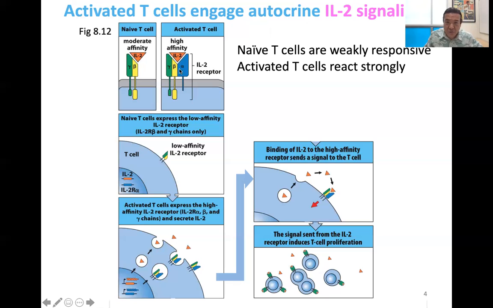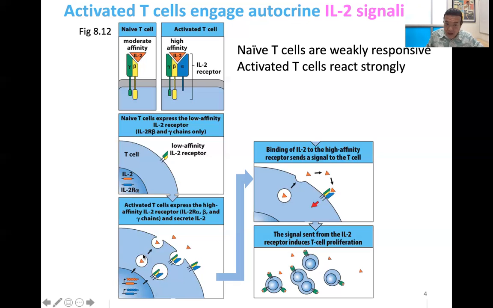That's when the cell starts making the third part of the receptor. So now it starts receiving a lot of IL-2 signal. So you can see here, before it's activated, while the T cell is still naive, it's expressing this low affinity form of the IL-2 receptor. And inside of its nucleus, just like any other cell in the body, it has the genes to be able to make things like that missing part of the receptor, the IL-2 receptor alpha part. And it also has the gene to make cytokine IL-2, right? So when the T cell is activated, what happens is these genes get turned on.